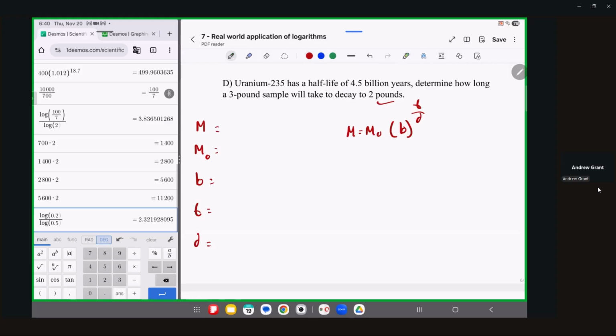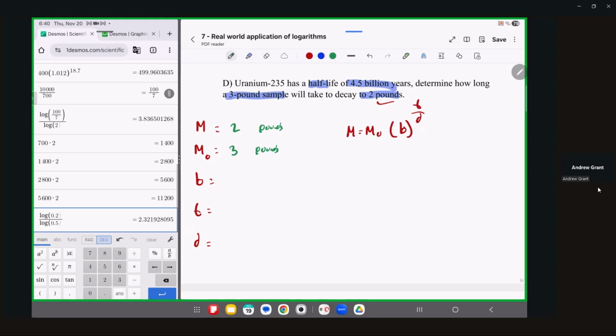So what's the final mass we're interested in? Well, that'll be 2 pounds. How much do we start with? 3. What's the base growth and decay? Oh, and this is a case where the 235 happens to be just the name of the element, so in this case, we actually call it the isotope of the element. This is the stuff that's used to make nuclear power.